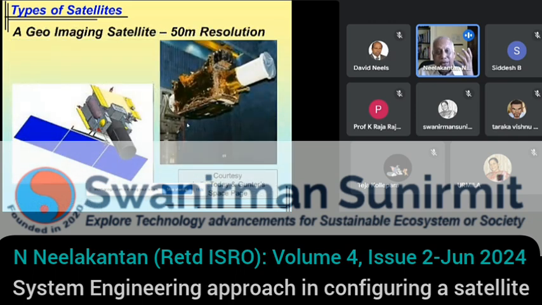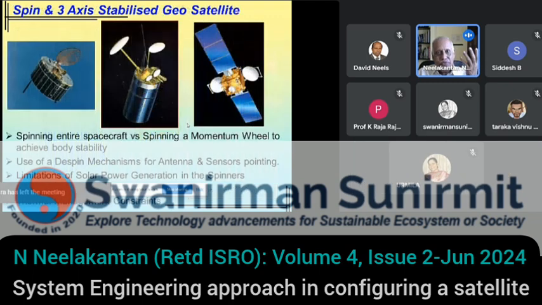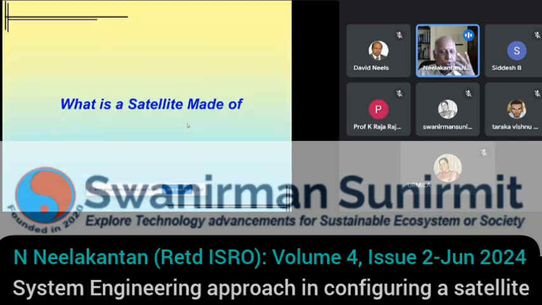Then we have the imaging satellites from the geostationary orbit, where continuous imaging is possible of a particular place. Then we have the navigation satellites. We also have the spinners and the three-axis stabilized satellites in geostationary orbit. And out of all these satellites, my talk today confines to a communication satellite from geostationary orbit.